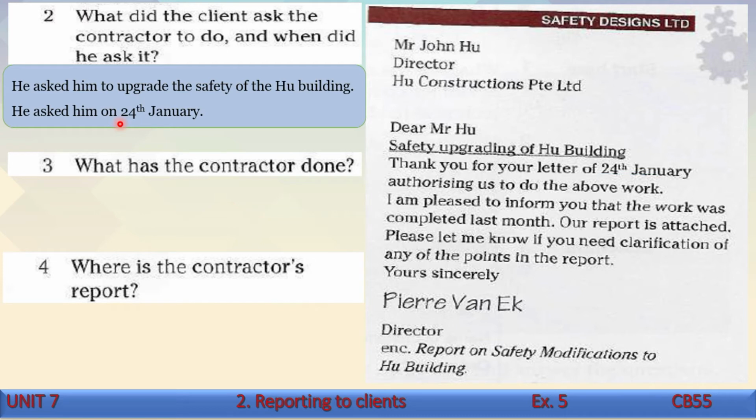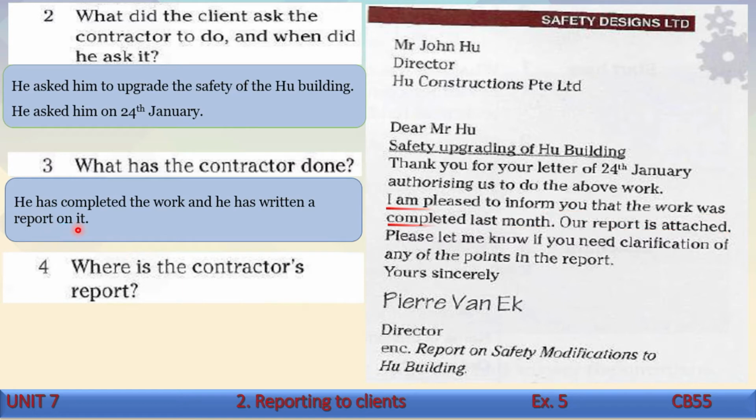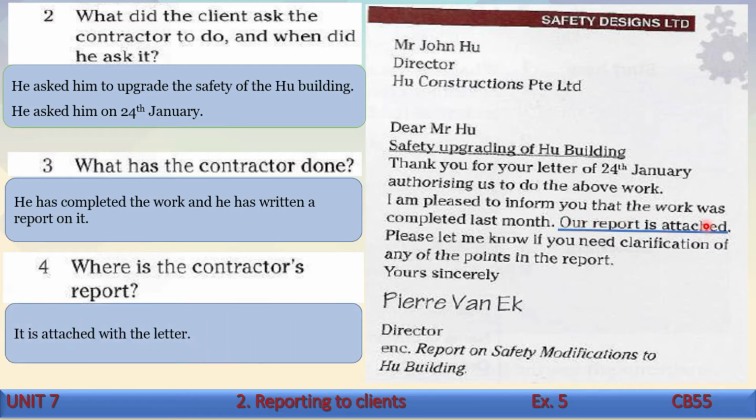Great. So question number 3. What has the contractor done? I'm pleased to inform you that the work was completed last month and our report is attached. So he has completed the work and he has written a report on it. Great. And question number 4. Where is the contractor's report? Our report is attached. So therefore, it is attached with the letter.